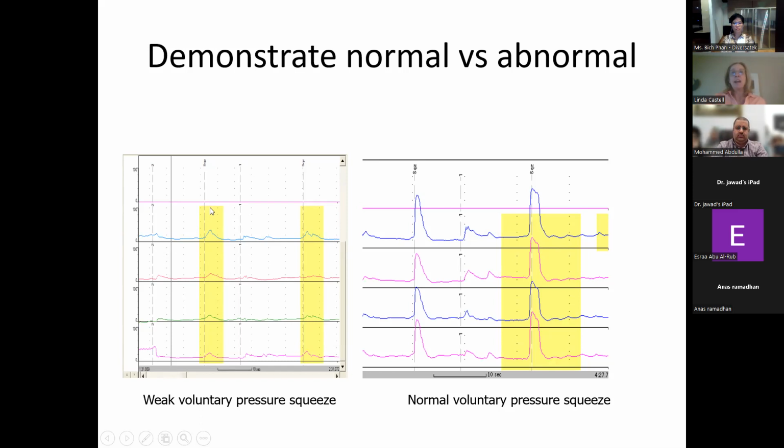They should squeeze 100 millimeters of mercury, so it should go really to the top of our graph. So we show our patients, this is what your squeeze is. This is what a normal squeeze looks like. So they realize that their muscle really is weak. And this does give them motivation to do these exercises because now they have a goal. I want to get my squeeze to look like this.